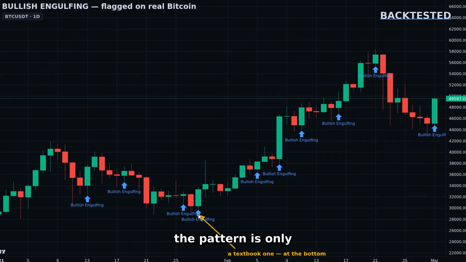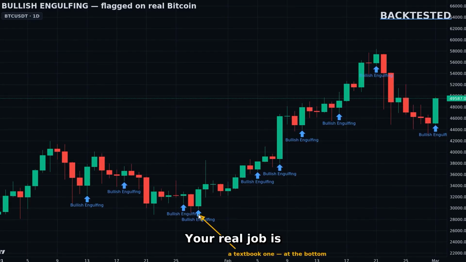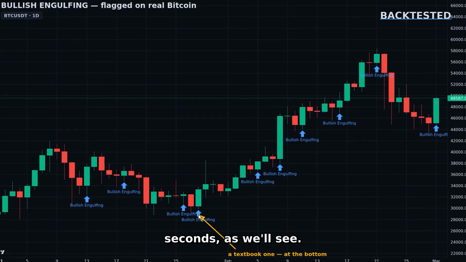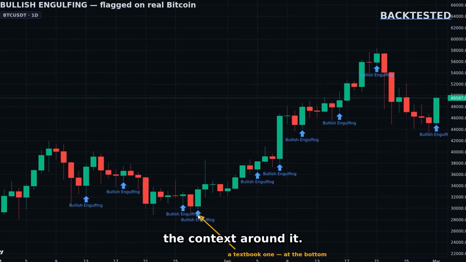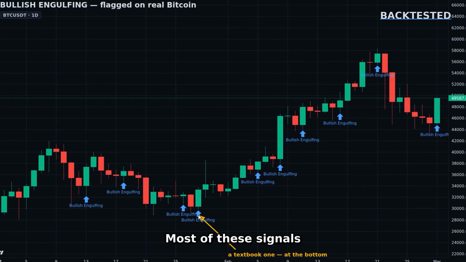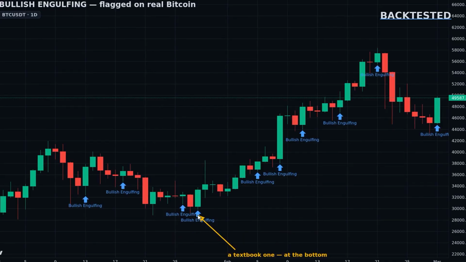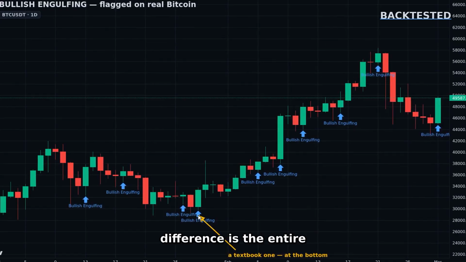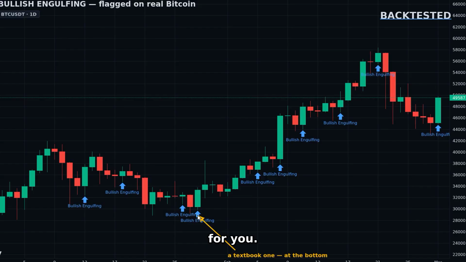The pattern is only ever as good as the place it forms. Your real job is not spotting the shape. A chart can do that for you in seconds, as we'll see. Your job is judging the context around it. Most of these signals are ordinary. A few sit somewhere that matters. Learning to tell the difference is the entire skill, and no shape recognition trick will do it for you.